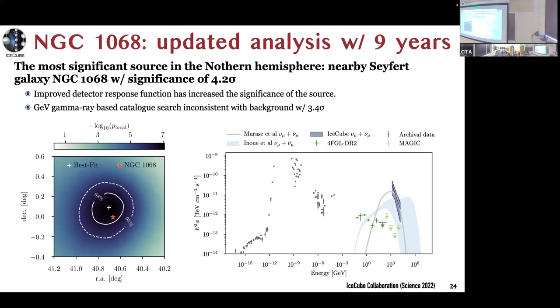So IACT people looked at it, and this is an upper limit. You can see the neutrino emission is an order of magnitude higher than the gamma ray. What that means is this is a totally different case compared to TXS 0506. We don't know whether gamma ray is correlated with a neutrino or not. But we do know the pp interaction should create both gamma ray and neutrino.